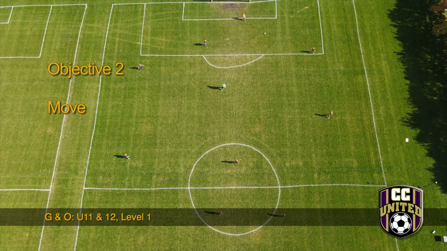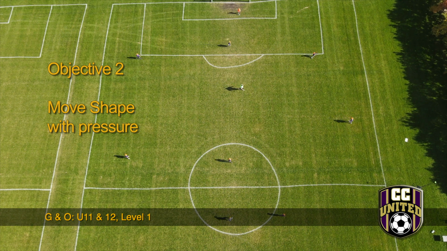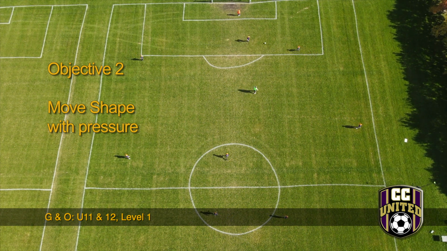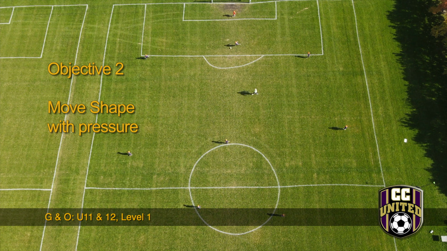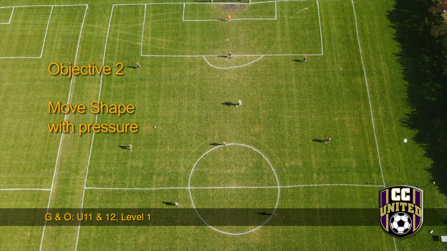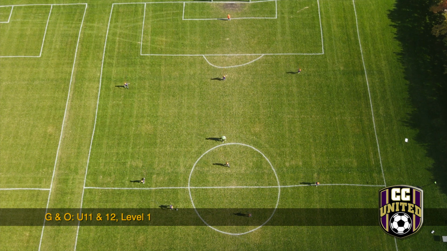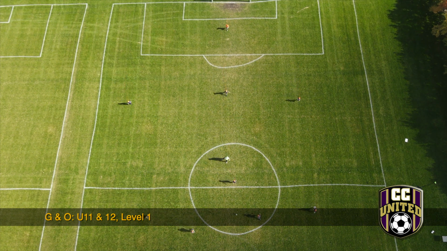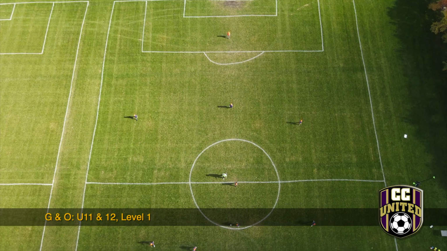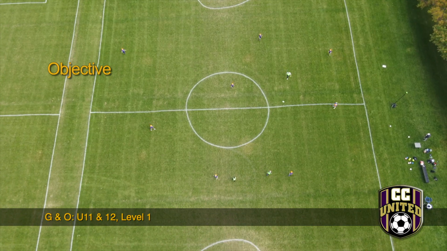Objective 2. With pressure, being able to move your shape up and down the field. Our shape, including the goalkeeper, should move forward and backwards in relation to the ball. When we attack, our defenders should keep up with midfield and move up with play, and the goalkeeper should support the back line.